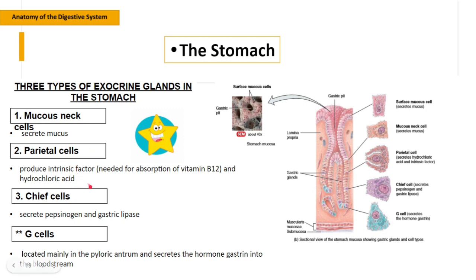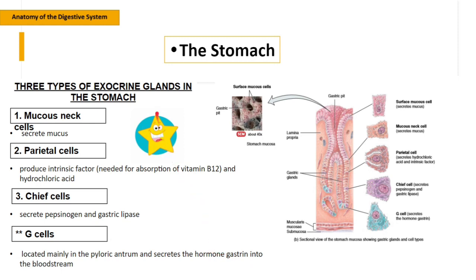Okay? And then third one is your chief cells. The chief cells secrete pepsinogen and gastric lipase. These are enzymes that enable digestion. And also, please do take note of G cells. G cells are located mainly in the pyloric antrum and secrete the hormone gastrin into the bloodstream. Parehas silang letter G. G cells, letter G for gastrin.